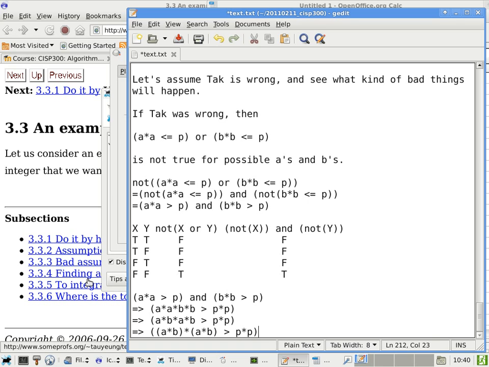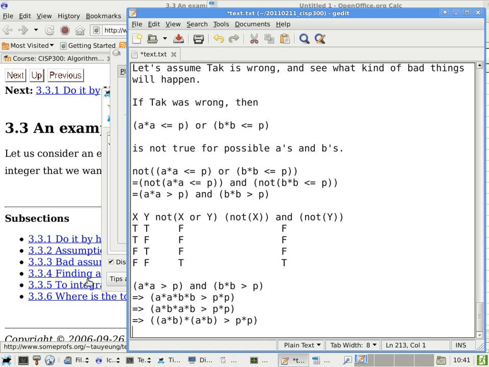Right? Because I can put the parentheses any way I want, because the order of multiplication does not matter when you have a series of multiplications. But A times B by definition is P. Let me just match up everything so it shows better this way. I think I have a problem with this. P times P is greater than P times P is a contradiction.